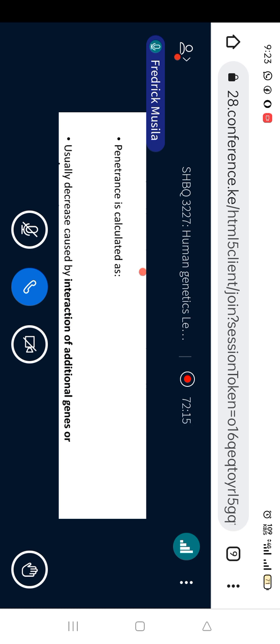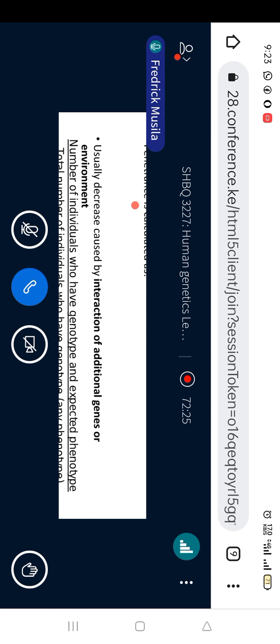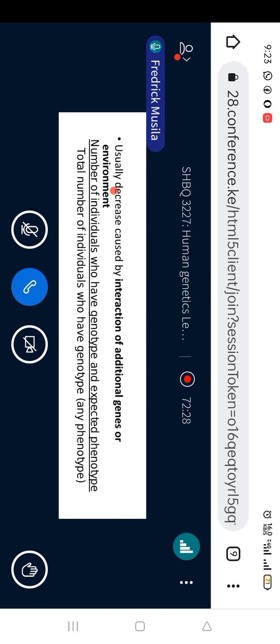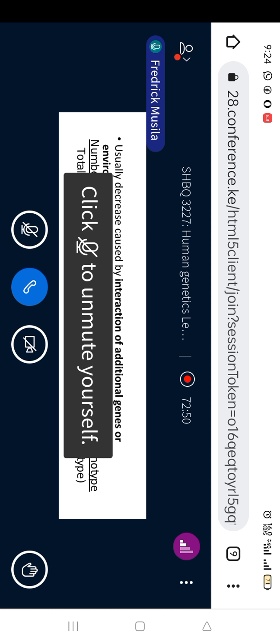So decreased penetrance, or low penetrance, or incomplete penetrance means that some people inherit the genotype and yet they do not show the phenotype. So penetrance is calculated. I think you now understand what penetrance is. It is the individuals who have the genotype and the expected phenotype, you have the genotype, then you show the phenotype, over the total number of individuals who have the genotype, or the total number of the individuals under study.